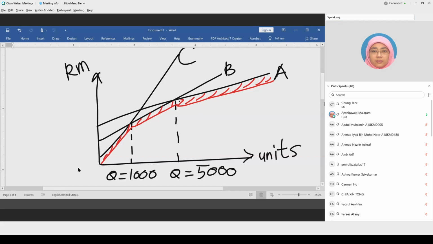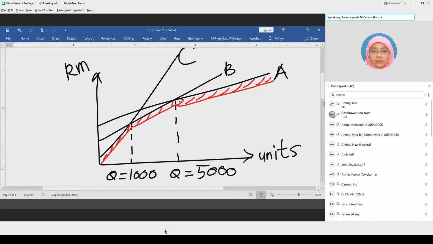Kita kan ada 3 proses. So ada 3 proses ni. First you have to calculate dia punya cross line. Bila you calculate the cross line, you will get the Q dia, kat mana Q ataupun kat mana RM dia yang common.